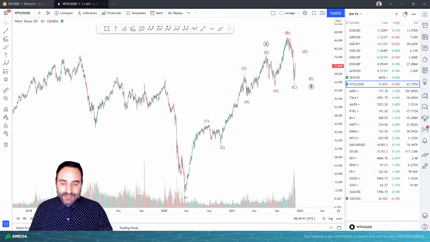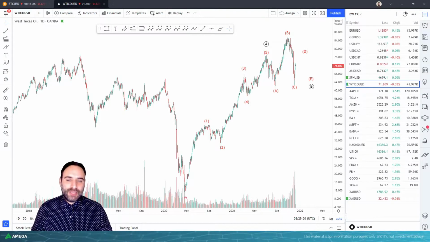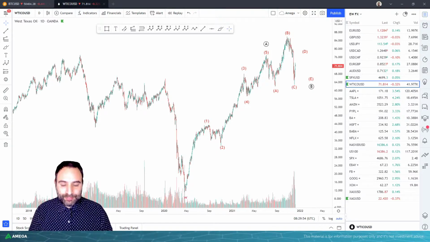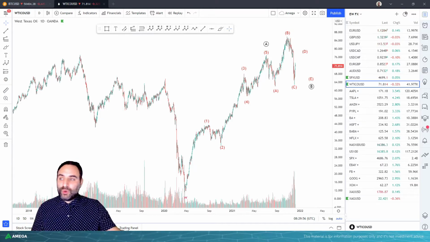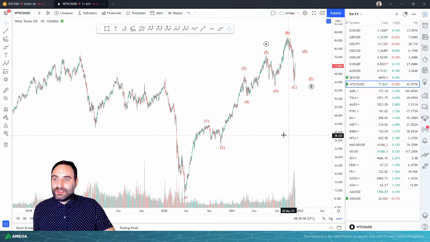So in today's weekly analysis, I'm going to take you through the Elliott wave analysis main scenario for WTI oil, the S&P 500, and also silver. Okay, so I'm going to start off, of course, with WTI, as you can see already on my charts.